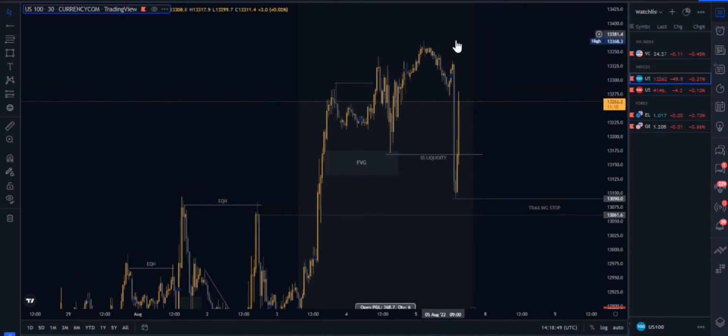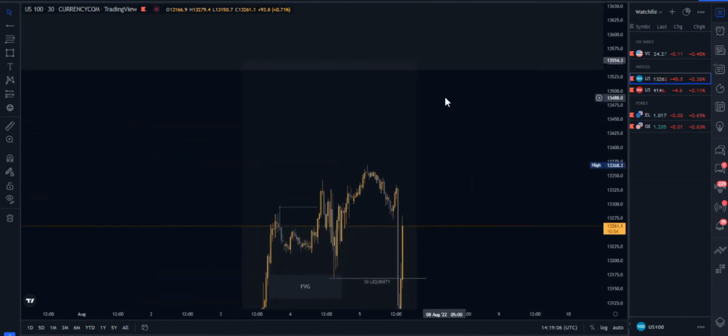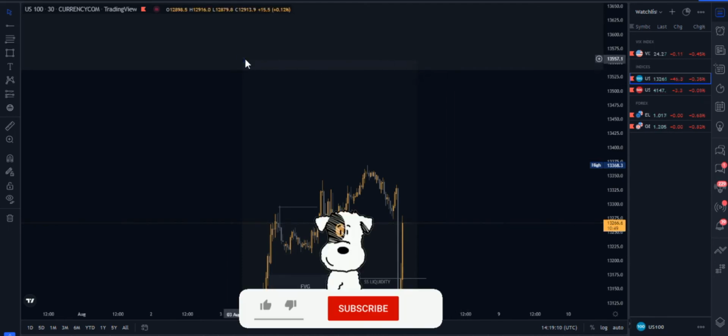As you can see, this correction that is happening over here, this was NFP. It went to the downside, and now it's correcting back to the upside. This line over here is my trailing stop. That's where I put my trailing stop. So currently we are still in profit. We are still looking for this area as a potential take profit or our target.